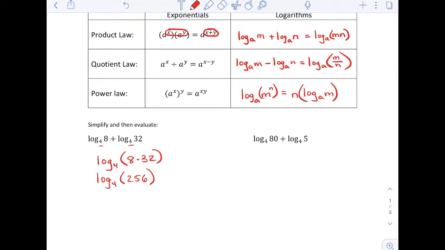So let's try to evaluate this. I'm going to say this is all equal to, let's call it y. So we're going to have 4 to the power of y is equal to 256. And then remember how we solve these, we need to get the same base on both sides. When I do that, we end up with 4 to the power of y is equal to 4 to the power of 4. Therefore, y must be equal to 4 because we're equating those exponents together, 4 and y.